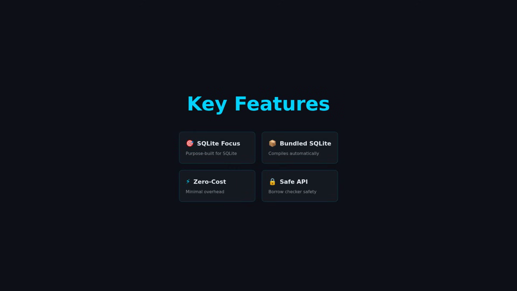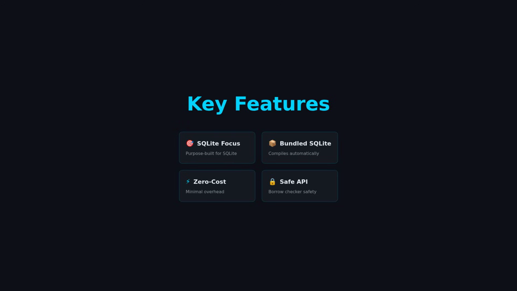First, SQLite focus. Rusqlite is purpose-built for SQLite. It provides access to SQLite-specific features that general-purpose ORMs do not expose: custom functions, virtual tables, extensions, and more. Second, bundled SQLite. The bundled feature compiles and links SQLite automatically. You do not need SQLite installed on the system. This makes deployment incredibly easy. Your binary includes everything it needs.